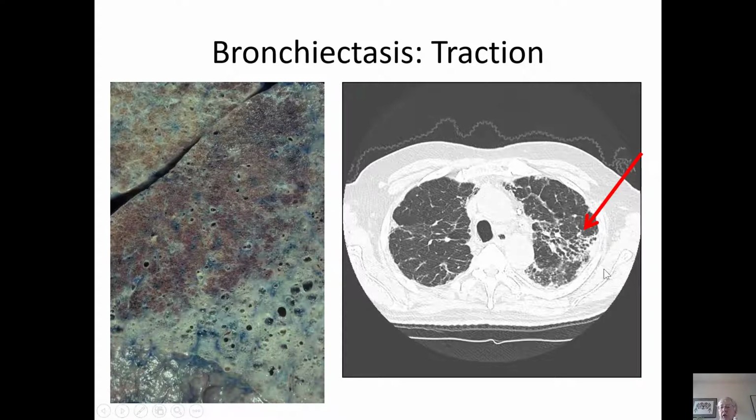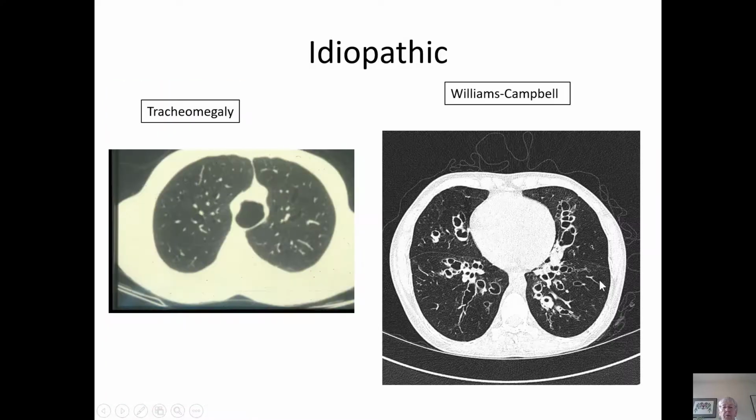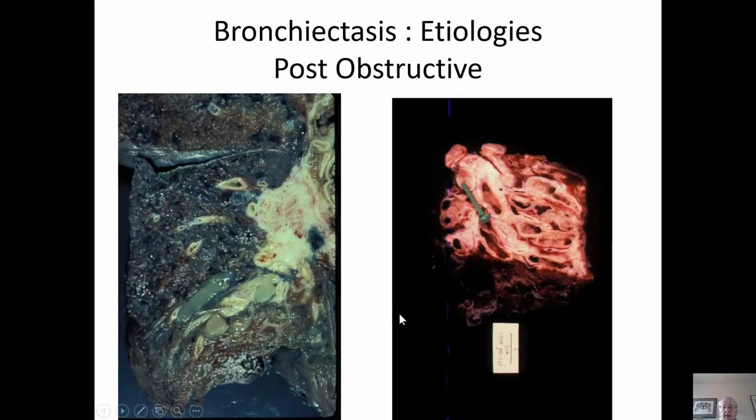This is recapitulated here in a CT scan, where you can see subpleural fibrosis and extensive traction bronchiectasis as indicated by the red arrow. Here is a CT scan which shows tracheobronchiomegaly, and here just plain tracheomegaly. And here is a case of Williams-Campbell syndrome, in which the third to the sixth generation of airways are markedly dilated.